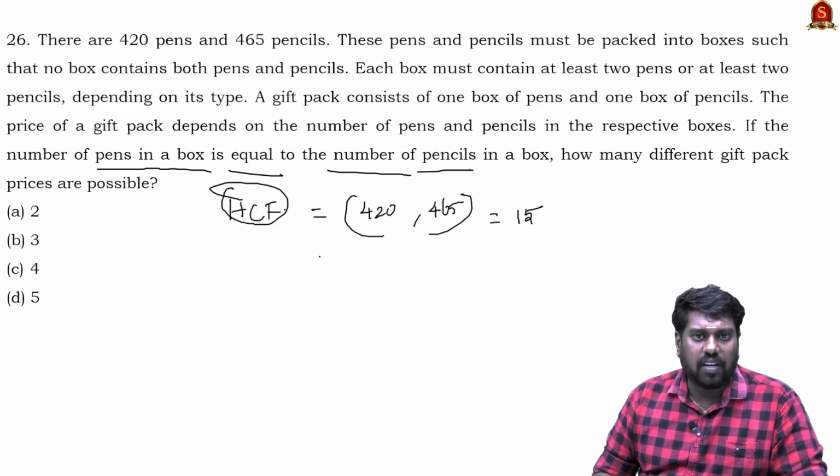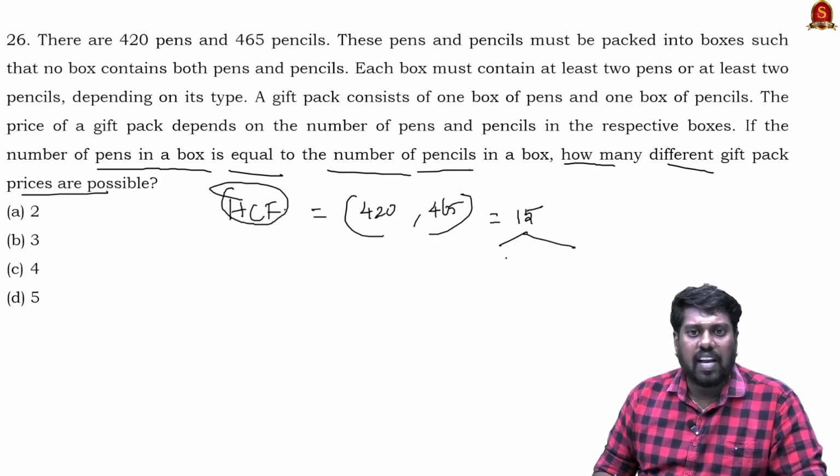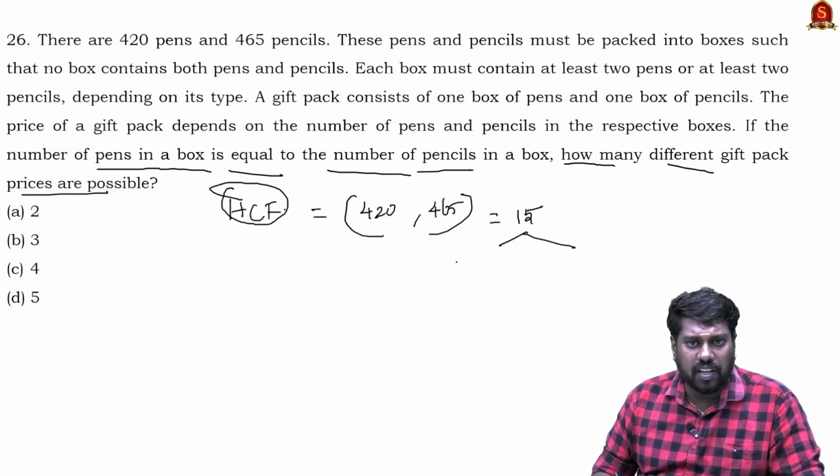So HCF is 15, and they are asking for how many different pack sizes are possible. So this 15 we have found out. This 15 can be arranged in how many possible ways, they are asking. For that we have to find out the factors of 15. What are the factors of 15? 15, 5, 3, 1. These are the factors of 15. In your options they have given 4, but 4 is not your answer.